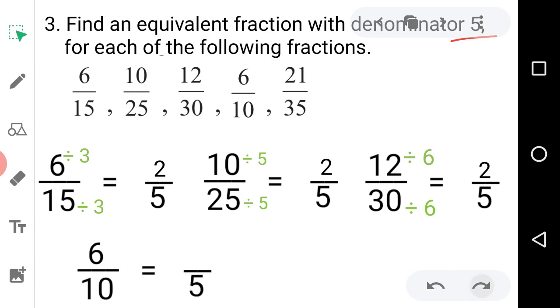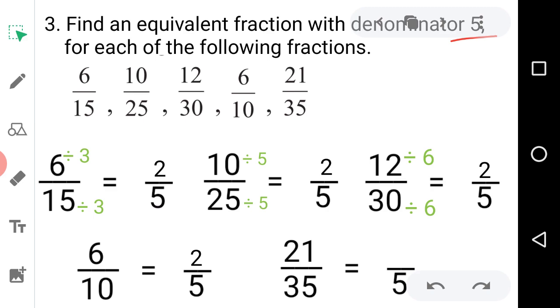Now see the next one. Next one is 6 upon 10. See here, if we divide 10 by 2, we get 5. So we need to divide 6 by 2. We get 2. So we get an equivalent fraction 2 upon 5.